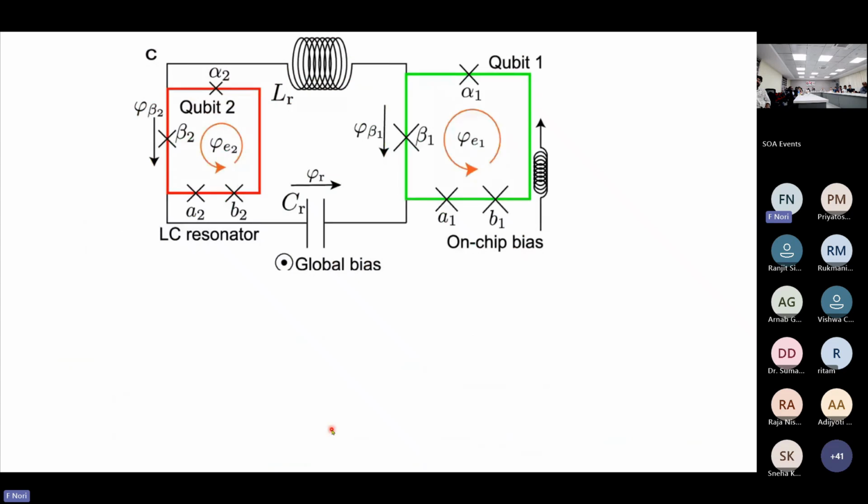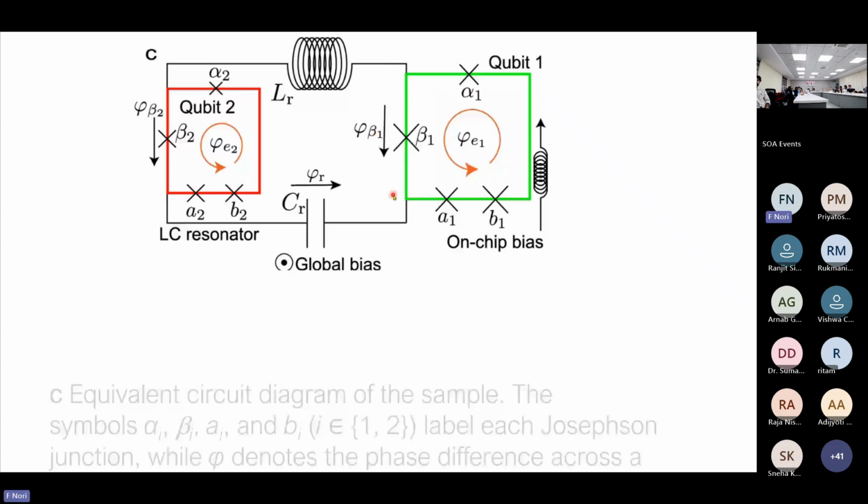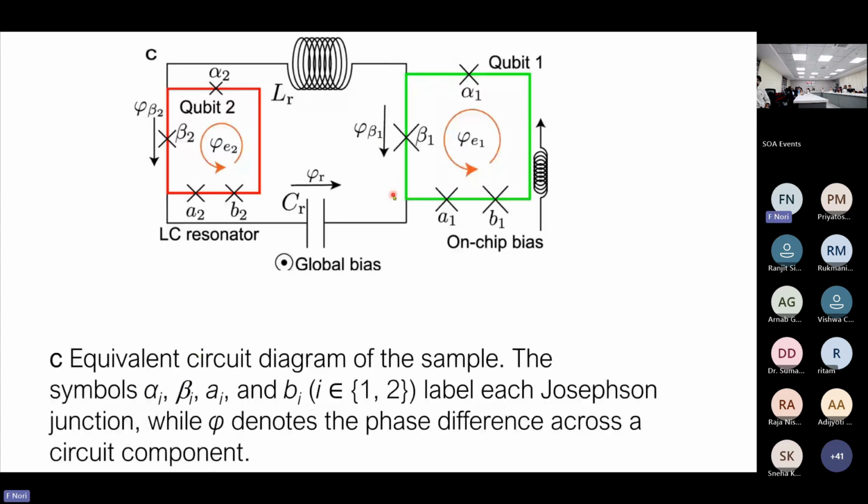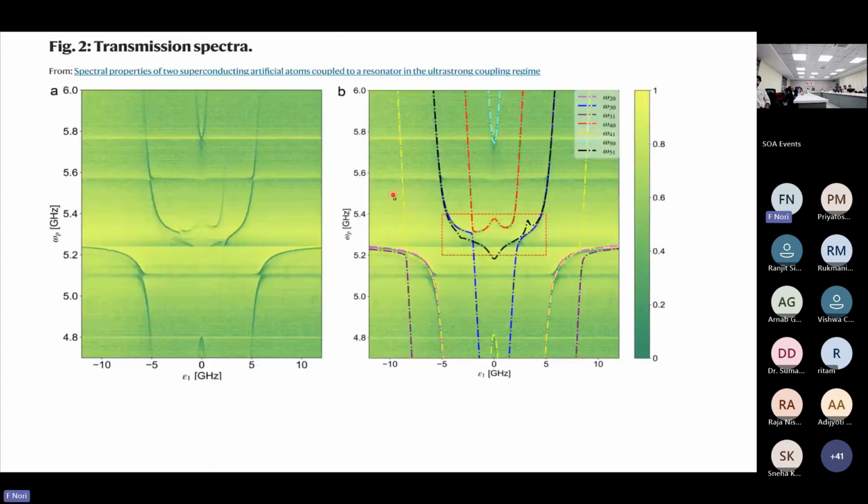The schematic diagram is that the green qubit is coupled to the red qubit via this resonator, this LC circuit. These crosses are just junctions. So this one here is talking to this one here via this coupler. This is like the data bus. This is an equivalent circuit diagram for the sample. So here you have the spectral properties of two superconducting artificial atoms coupled to a resonator in the ultra-strong coupling regime.